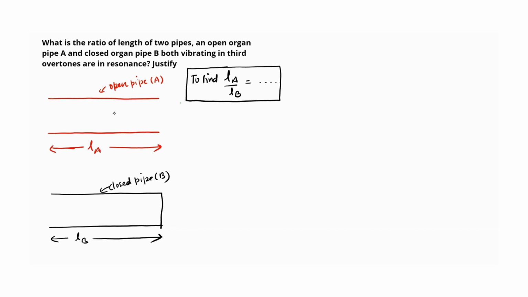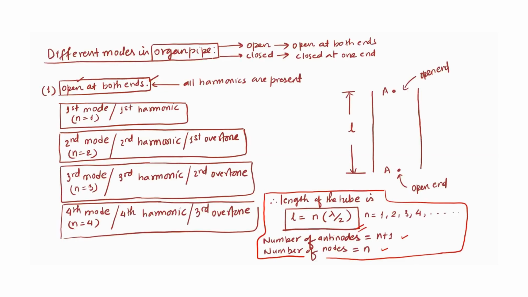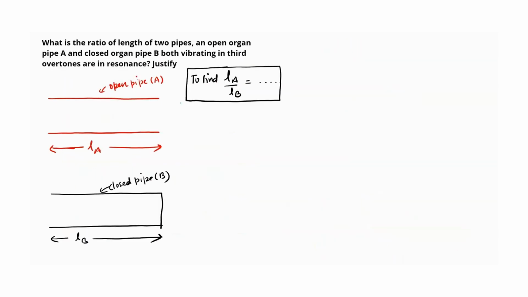Clear? And these two organ pipes, they are vibrating in third overtone. So this is to be noted, okay? Now, as we discussed, third overtone in an open organ pipe corresponds to the fourth mode, or fourth harmonic. So I'm writing over here.